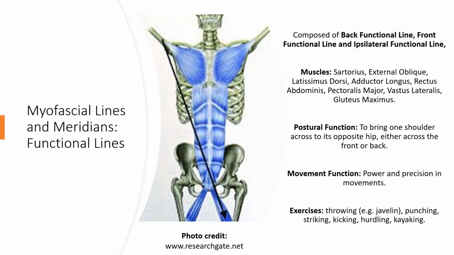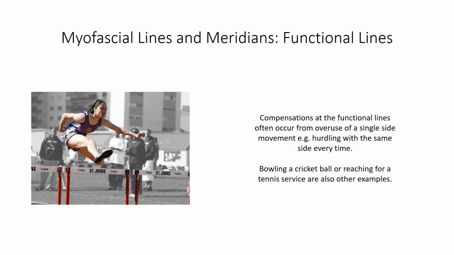Running to an extent. So with functional lines, you've got compensations that occur with single side movements, such as hurdling the same side every time, bowling a cricket ball, or reaching for a tennis serve, hitting a golf ball, same side. You're generally going to get less compensations if you are ambidextrous, but obviously that's not the case for most people.